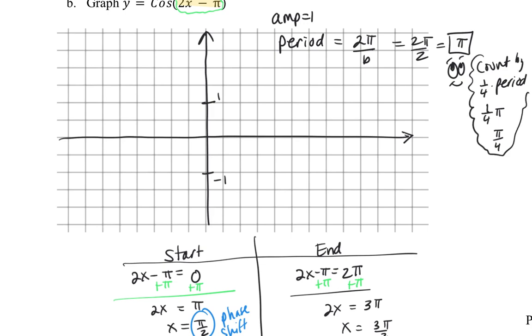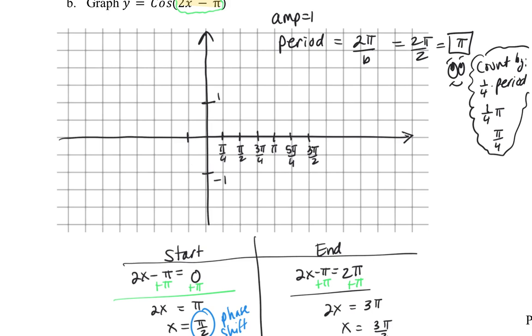So I have negative pi over 4, positive pi over 4, 1, 2 pi over 4, which is pi over 2, 3 pi over 4, 4 pi over 4, which is just pi, 5 pi over 4, 6 pi over 4, which simplifies to 3 pi over 2. All right, I guess we didn't need our negative there, that's fine.